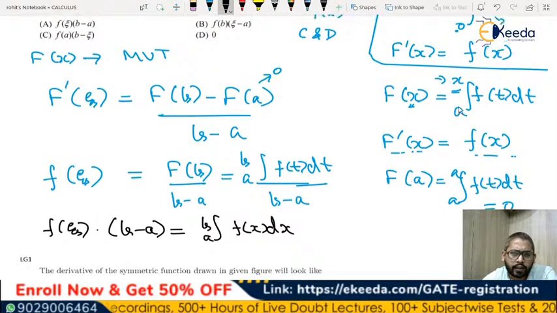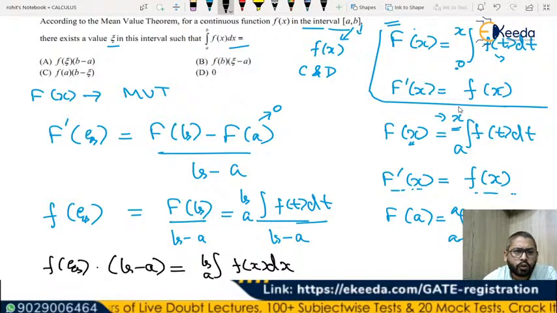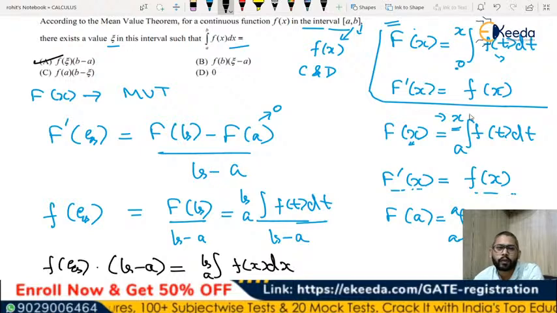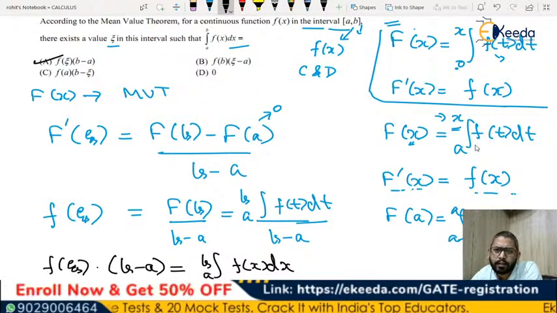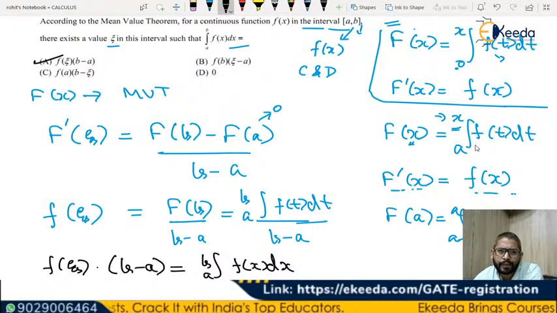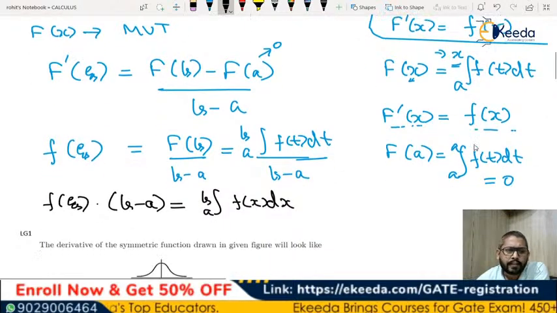So I think this is what they are looking for. Yes, from a to b. So the answer is going to be f of zeta into (b minus a), option A, right? So this is the answer we are going to get. We are using some of the fundamental properties of calculus, and you can check this as the mean value theorem for integration or differentiation like that, right? So A is going to be the answer.